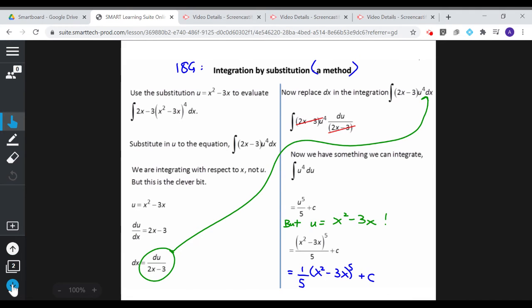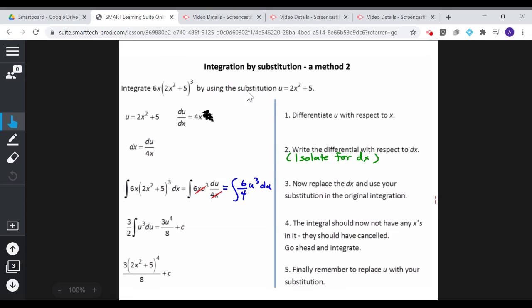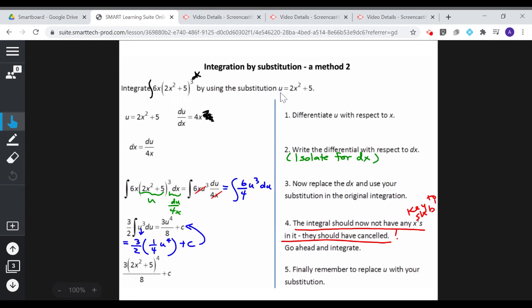Likewise, in the other example that I asked you to think about, we missed this part where it said using the substitution 2x squared plus 5. So it's telling us that we want to take the complicated part, the part that's raised to a power, and that's what we want to call u. That's what we want to simplify. So I'm going to call this part that's raised to the power of 3 u. I'm going to take the derivative of this, which gives me 4x, and then I'm going to solve for dx, which is going to leave me with du over 4x.